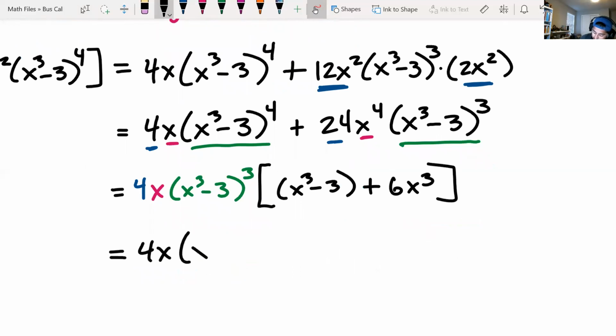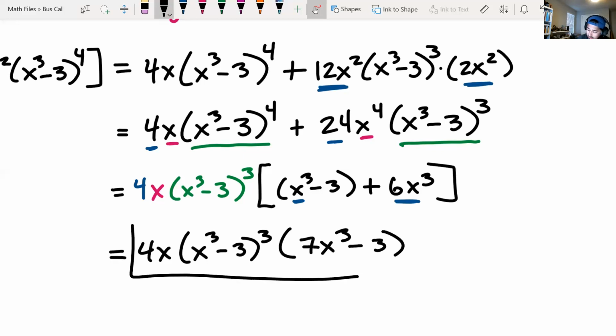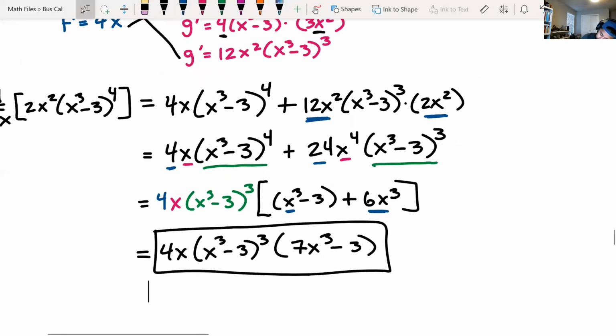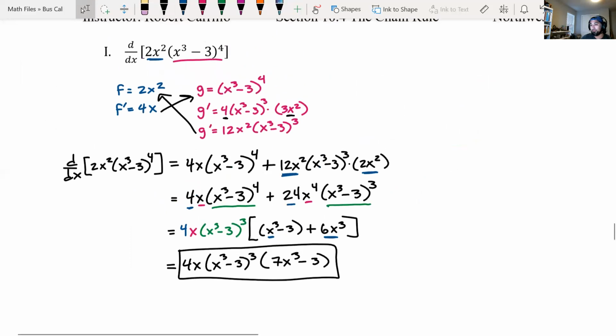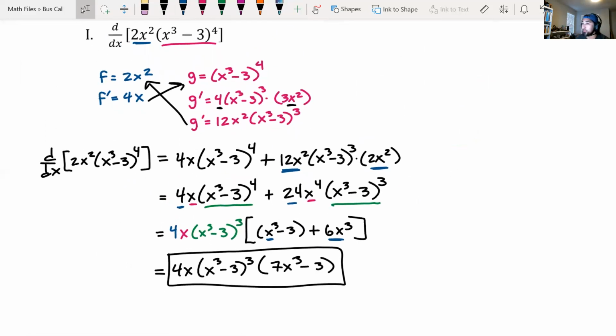You get 4x times (x cubed minus 3) to the third times, and you can add this x cubed and that 6x cubed, and I'll get 7x cubed minus 3. Done and done. Hey, not bad. It's the algebra that kills, right?